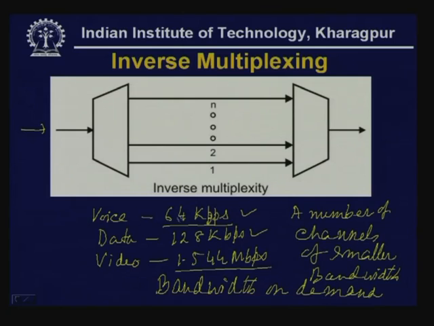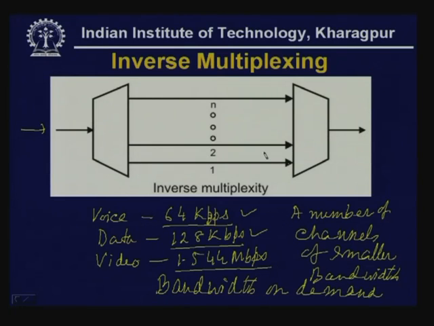So, whenever we are sending voice, only 64 kilobits per second bandwidth is demanded and one channel is assigned. Whenever we are sending data, two channels are made available to send 128 kilobits per second, and obviously we are doing some kind of demultiplexing, dividing this data into two separate channels and sending, and at the other end again we are combining. Whenever we have to send video, we will require a number of channels which are demanded, and the video data is divided and sent through a number of channels, and at the other end they are combined to get back the data.